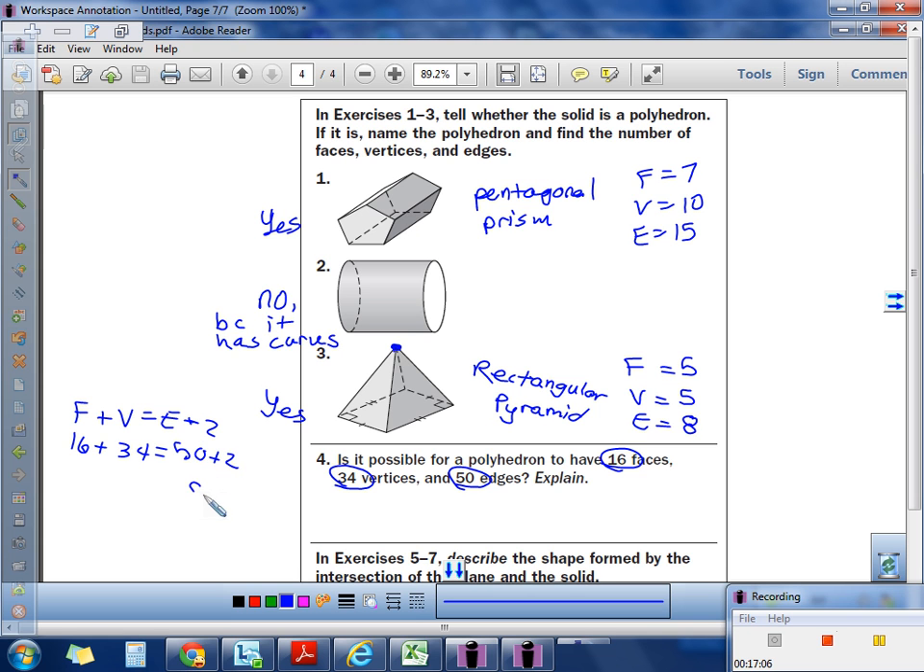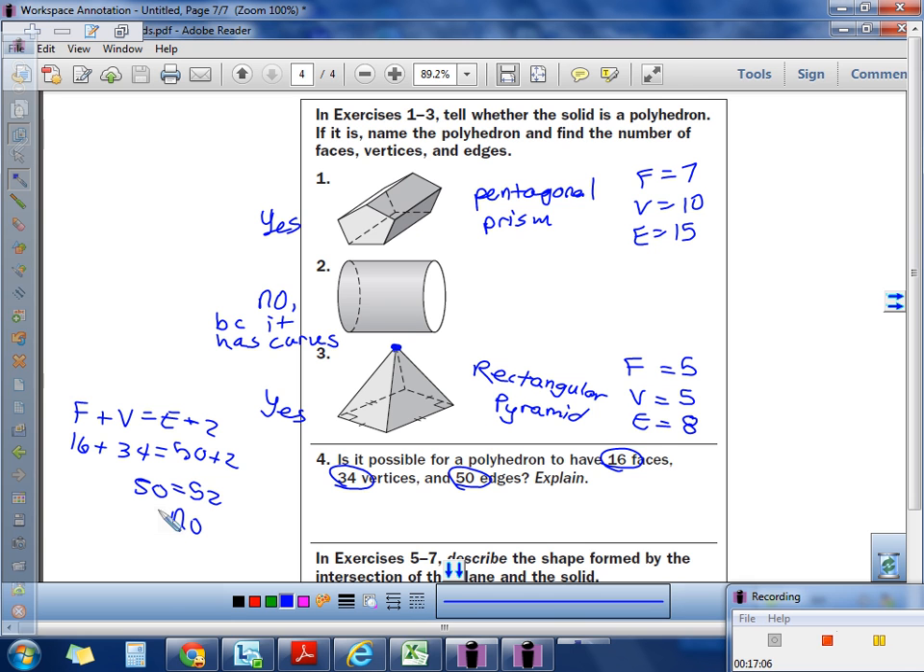So 50 plus 2 is really simple, 52. Does this add up to 52? Oh, what is it? 50, duh. Yeah. So is this true? No. So they cannot form a polyhedron because they don't work in Euler's formula.